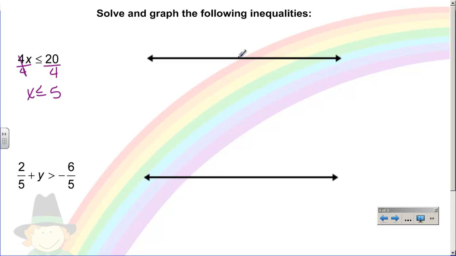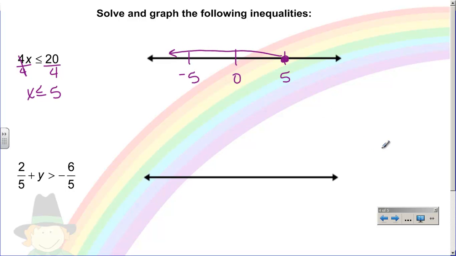So here's how I shortcut my graphs. I get tired of drawing all the numbers. I put my positive 5 and my negative 5. And because this is less than or equal to at 5, I'm going to color in my circle. And since it is less than, my arrow has to point to the left.